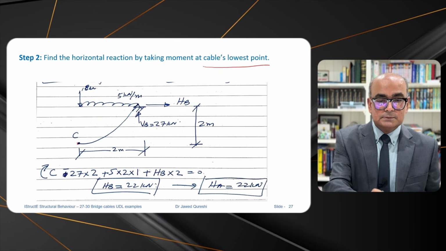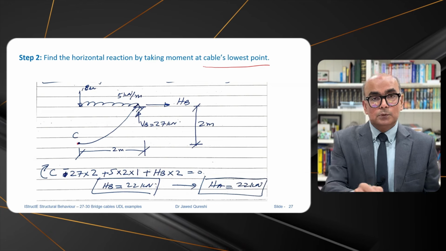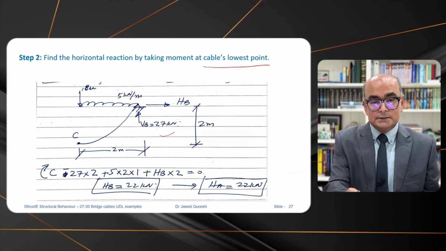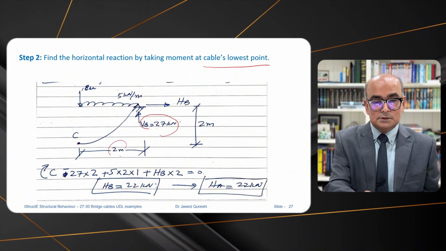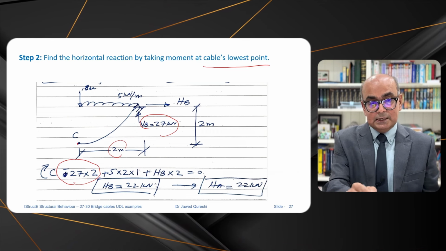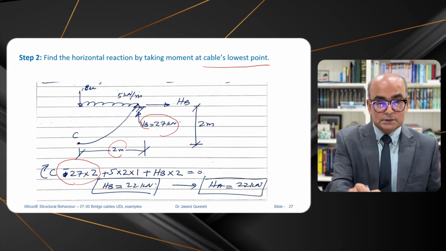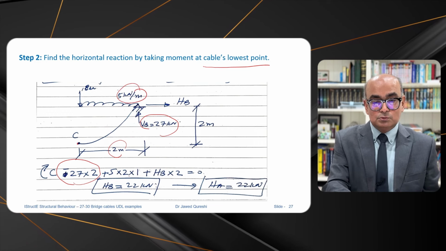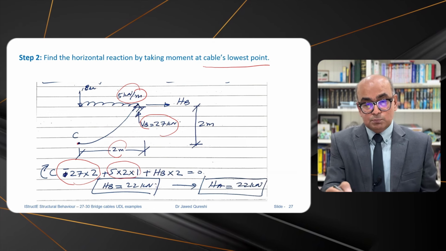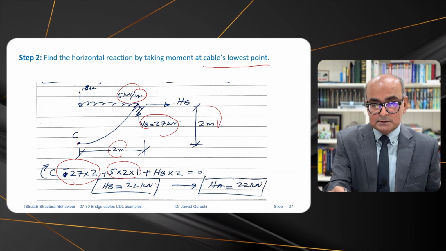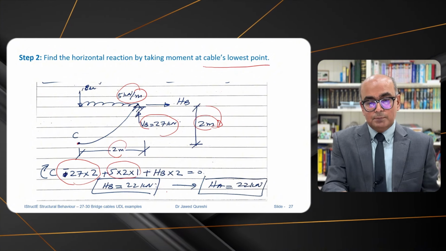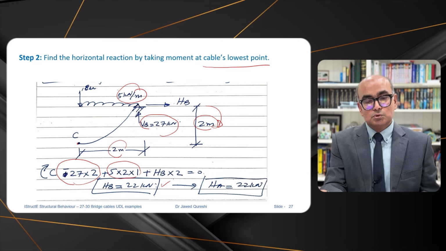Lowest point is C, and here we have to take summation of moment at C is equal to 0. So minus 27 times 2, this is creating anti-clockwise moment, so that's the reason it is negative. And then load, this is 5 kilonewton per meter times 2 times 2 by 2 is 1. This is UDL creating a clockwise moment, and then HB is creating clockwise moment as well. So HB times this 2. From here we get horizontal reaction as 22 at B.